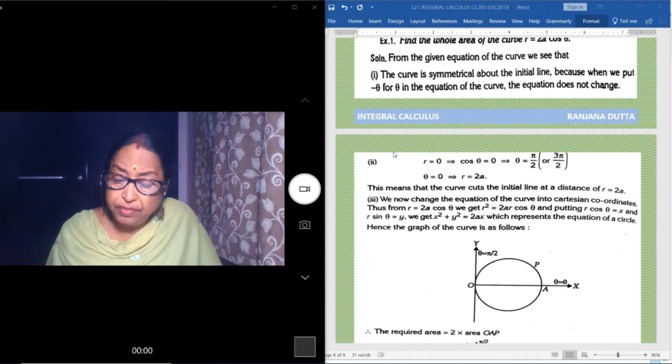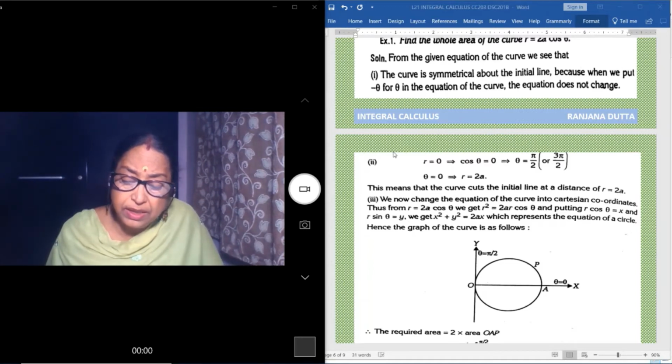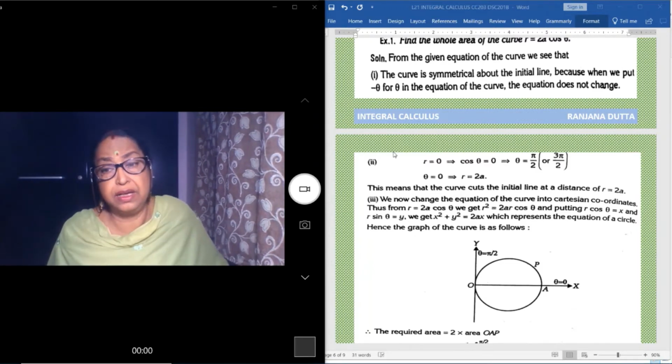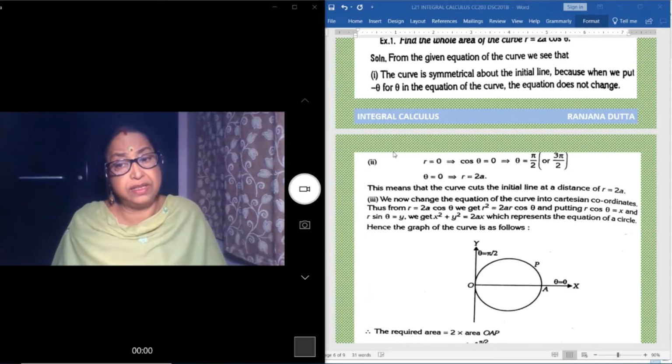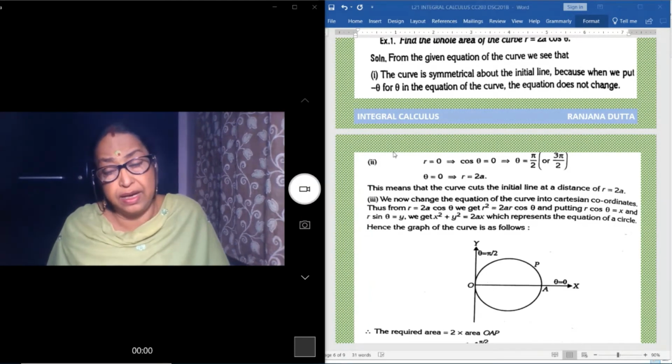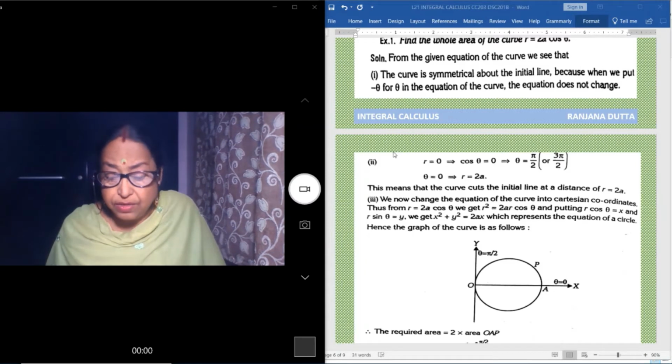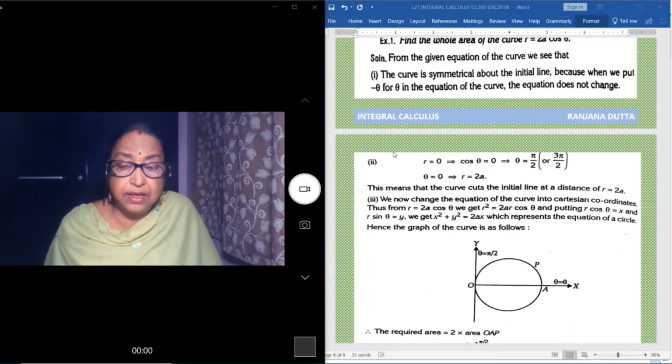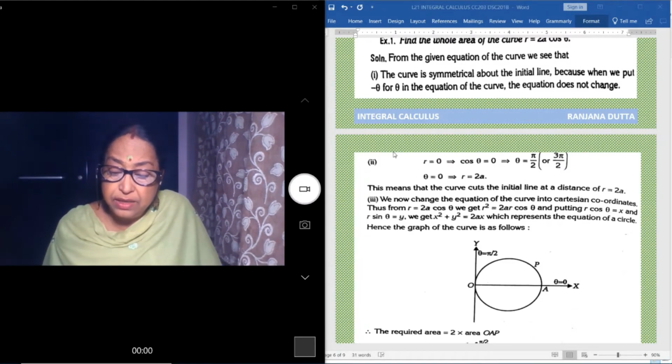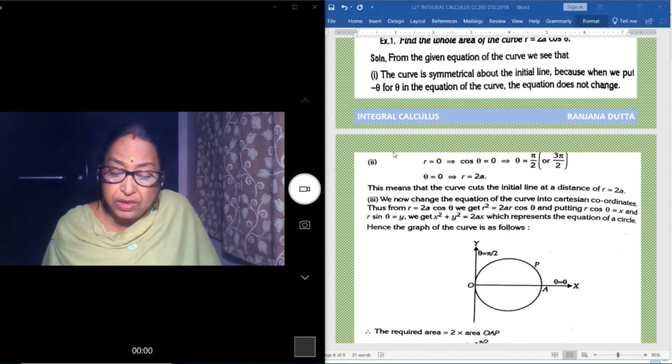Now we change the equation of the curve into Cartesian form. If it is easier to calculate in Cartesian form, then change it into Cartesian form and then do it. r is equal to 2a cos theta.